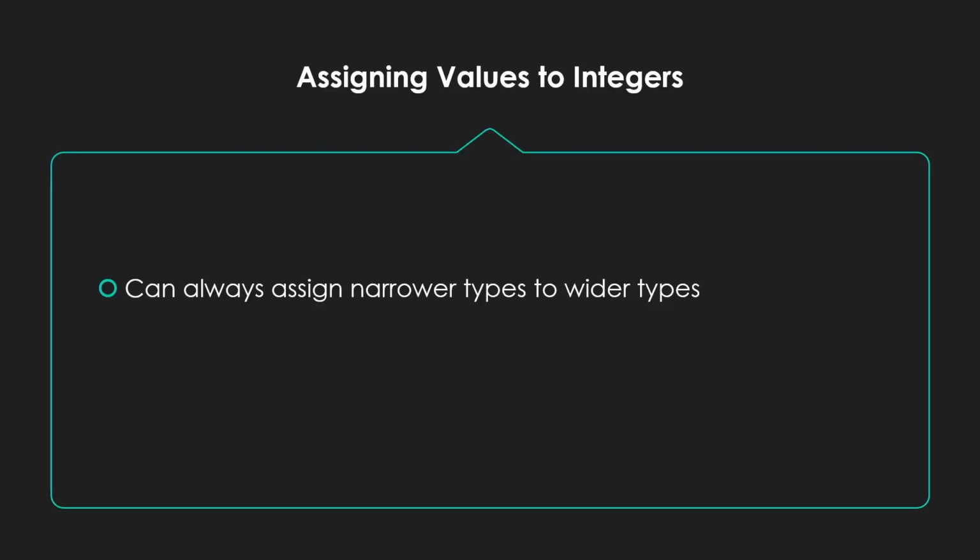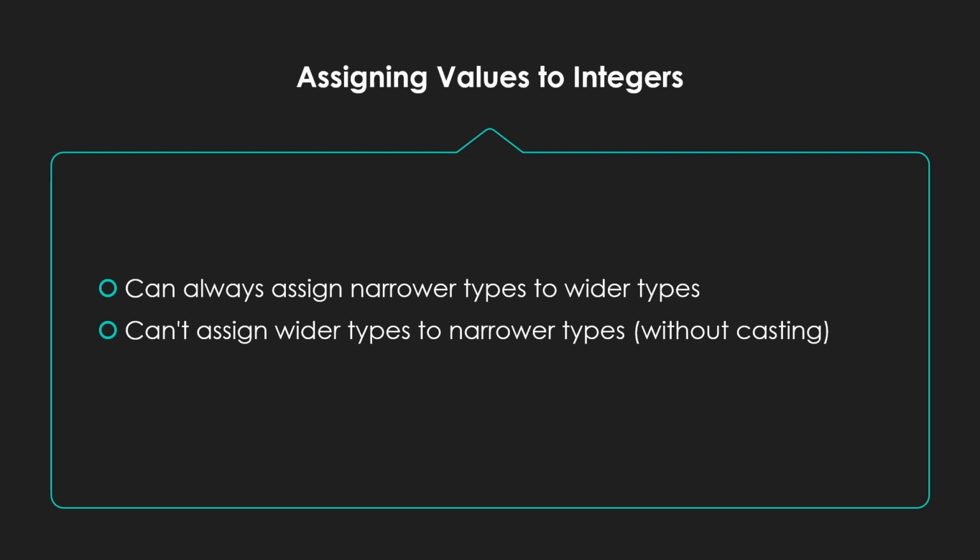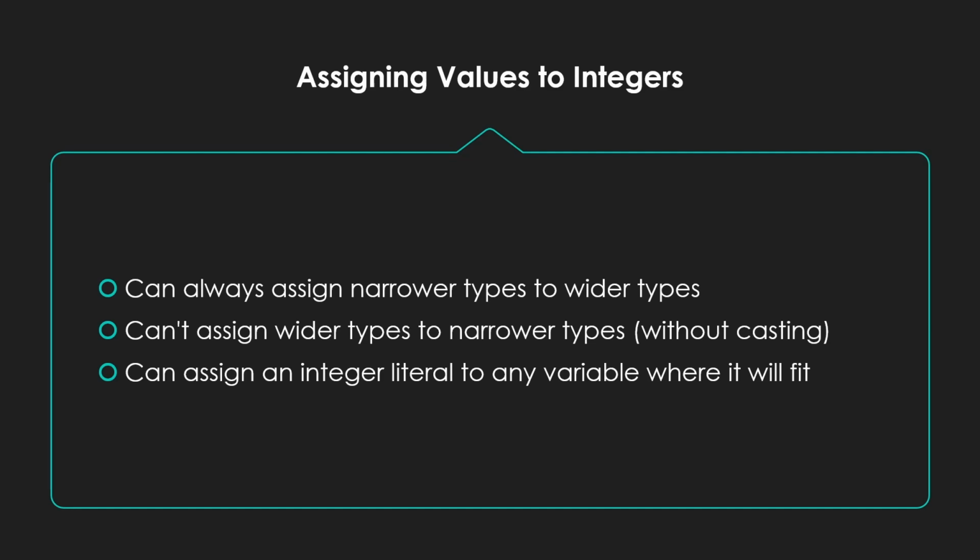Now, when we want to use these integers, we will need to assign values to them. You can always assign what we call a narrower type to a wider type. So if I have a value in a short and I want to assign it to a long, that's just fine. We can't assign wider types to narrower types, at least not without telling the computer it's okay. So I can't take a long and assign it into an int unless I tell the computer, hey, let me do this. We can assign an integer literal to any variable where it will fit.